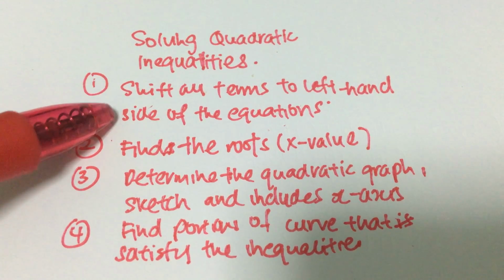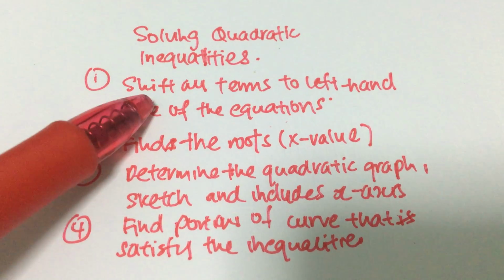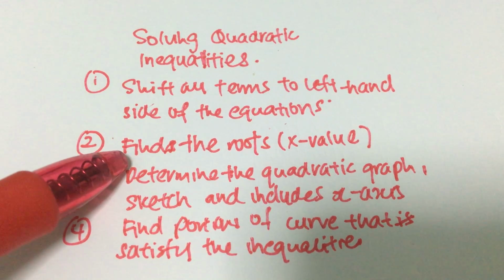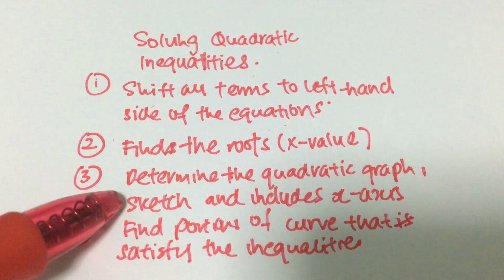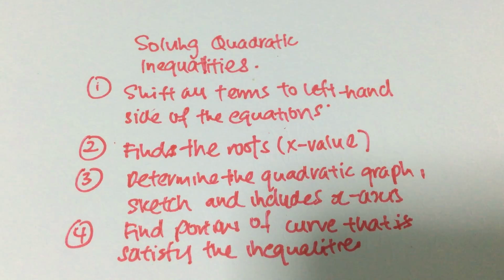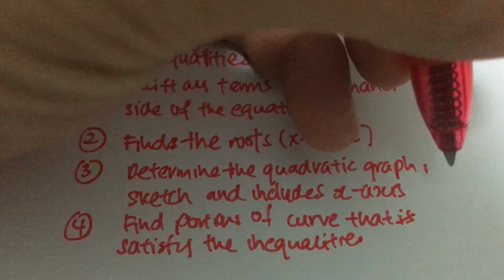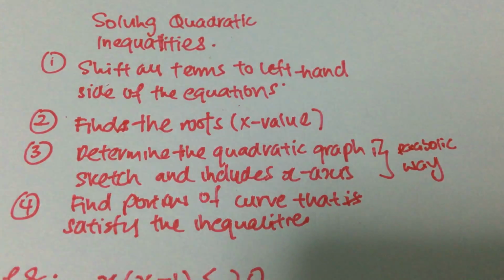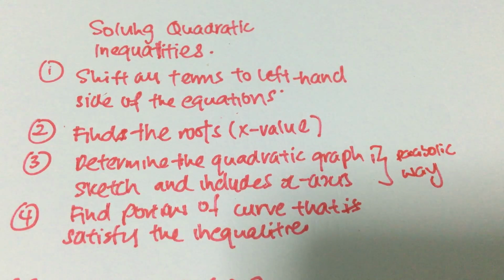First things first, if you are given an inequality with a quadratic expression, you shift all the terms to the left hand side. Then after that, find the roots, that means find the x values of the quadratic equation. After that, determine the quadratic graph itself. Sketch the graph and include the x-axis. This is a parabolic way of solving the quadratic inequality. And then last but not least, find the portion of the curve that satisfies the inequality.